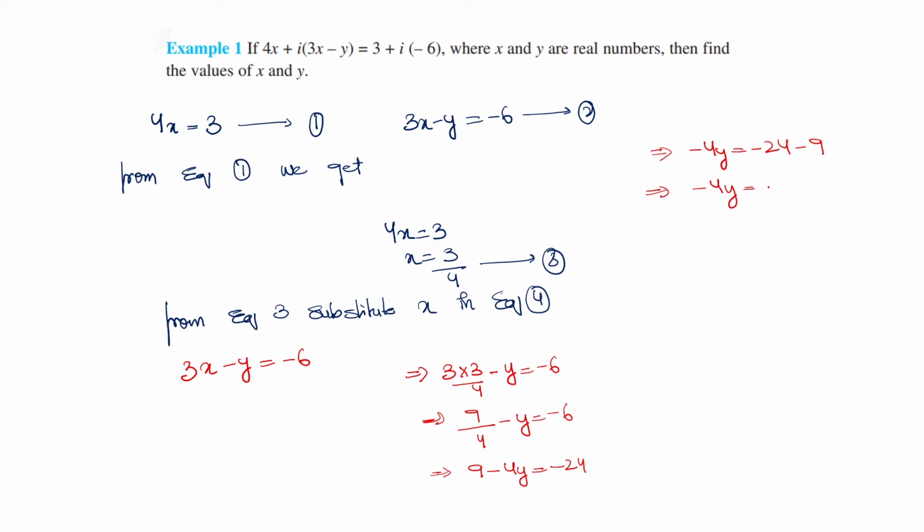Now in the next step, I would be taking out the 4. So y equals minus 33 by minus 4. So here we got the y value and x value. If we take out both minus signs, we will get 33 by 4. That implies we got our answer, that is x equals 3 by 4 and y equals 33 by 4.